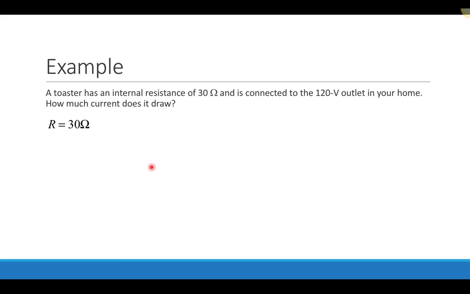So we know our resistance is 30 ohms, and we know that our voltage is 120, and we want to know what the current is. So the current is just the voltage divided by the resistance. So 120 volts over 30 ohms is 4 amps. 4 amps is a lot of current. Remember, 1 amp of current can kill you.